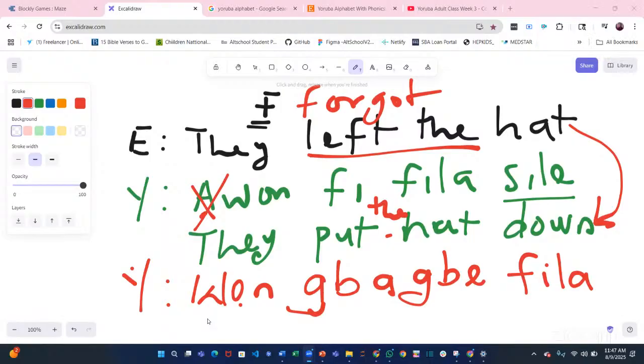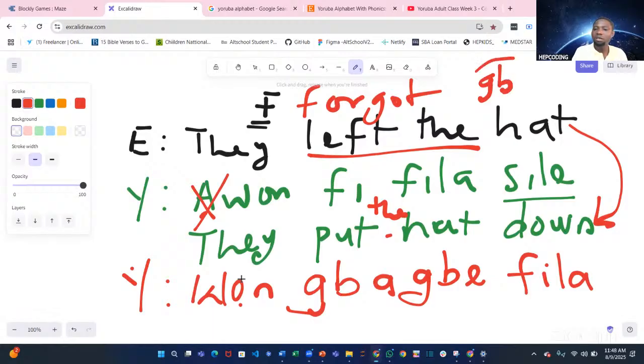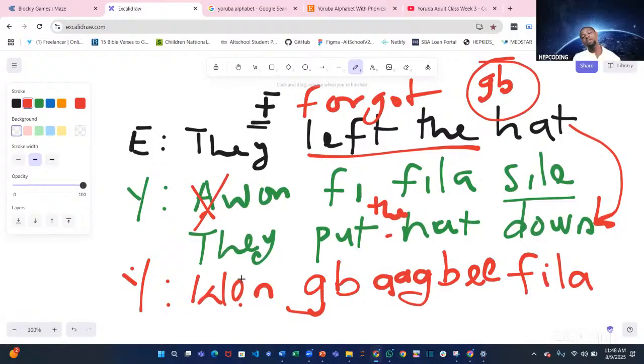So gbàgbé is forgot. See, now we have used the alphabet. You see? Gbàgbé. In fact, the way it sounds is gbàgbé. Wọ́n gbàgbé fìlà. Do you see that? Yeah. So that's how to start using it now. Okay. I know, so we've learned fi. So let's use gi.